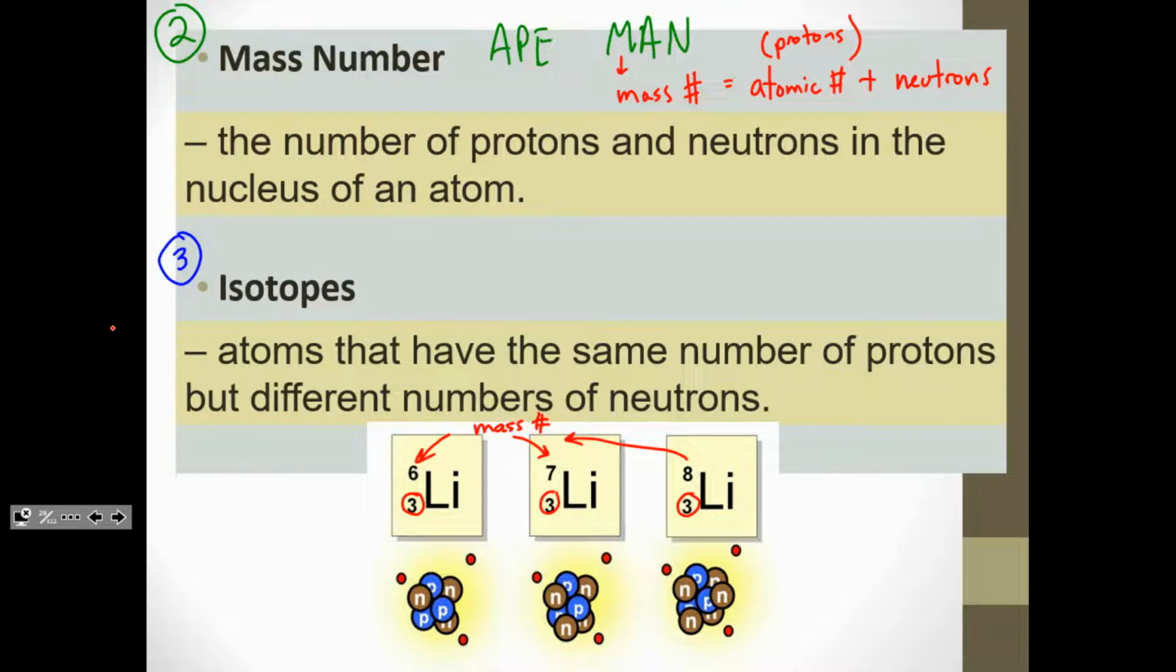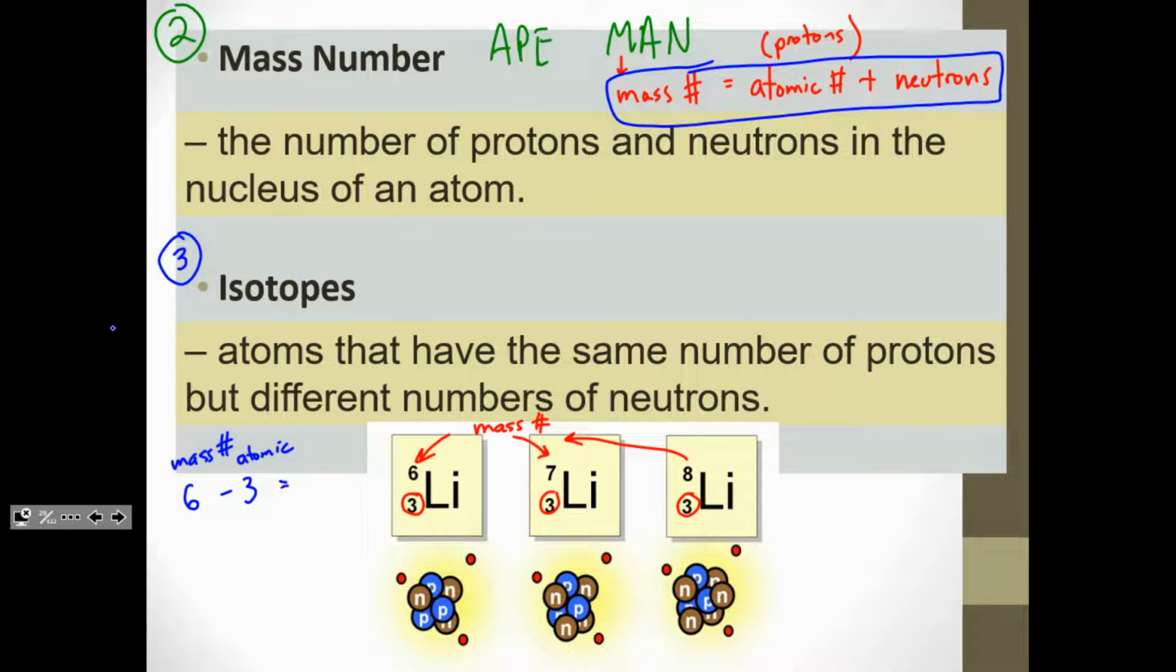And so if I'm looking for neutrons, I can actually take the mass number and subtract the number of protons from this equation up here. So for the first one, I would do 6 for the mass number minus 3 for the atomic number, and what I would get is the number of neutrons, which is 3.